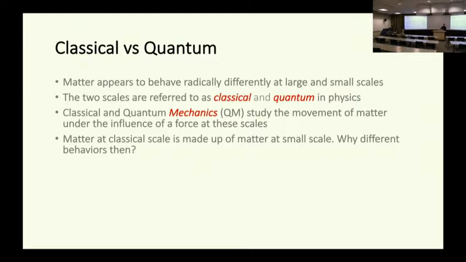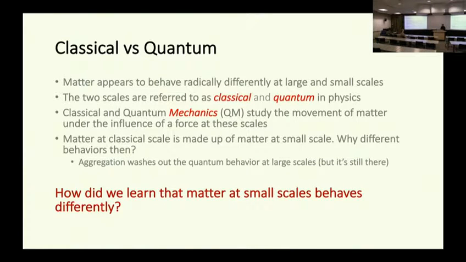So the question arises, well, matter at large scale is made of matter at small scale. So why are there different behaviors? Well, it turns out that the behavior on large scales is kind of the anomalous one. It's because the behavior at small scales is sort of the real truth, and then at large scales it gets washed out because of aggregation. But it's still there. So how did we learn that matter at small scales actually behaves differently?